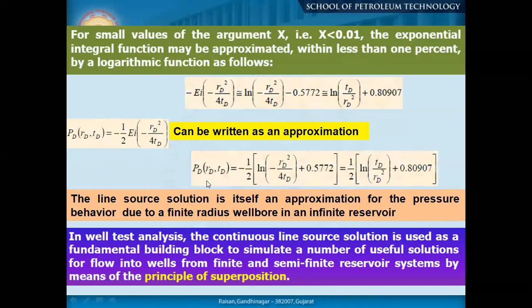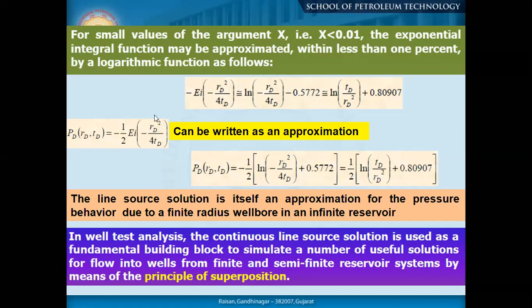And when we have a value from 0.01 to 10, at that time we need to take the Ei function expansion for our solutions. And when it is more than 10, that means that area is not affected by the well. That means the pressure is considered to be P equal to Pi, the initial pressure.